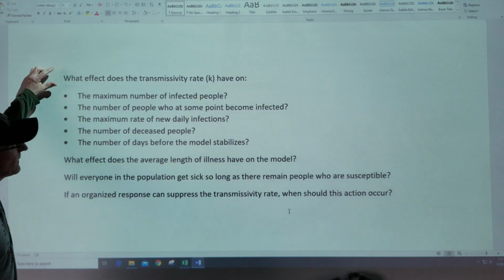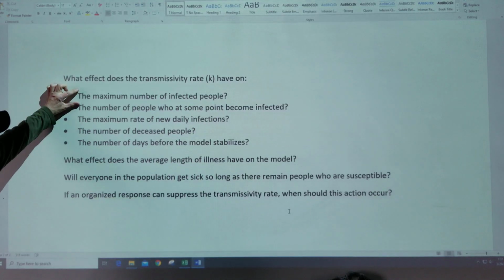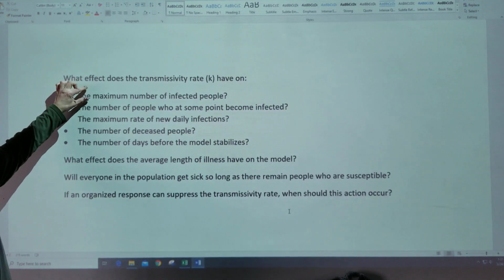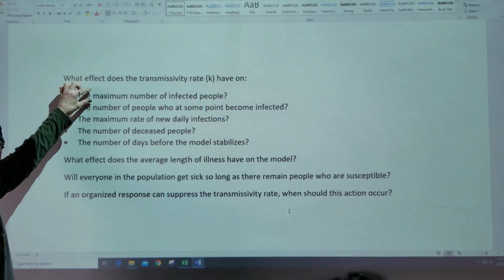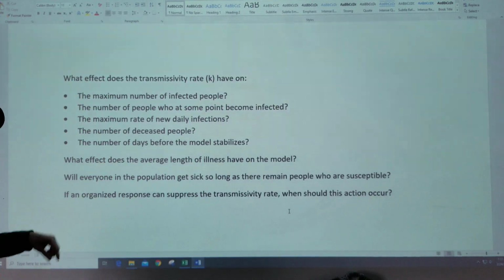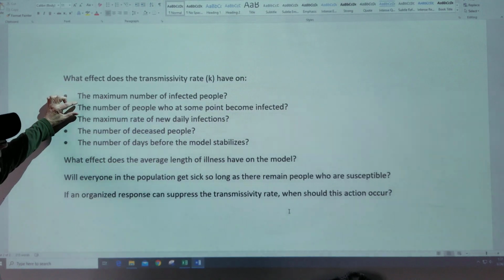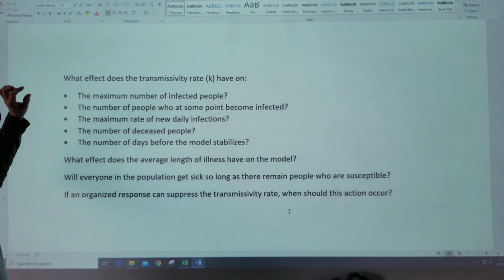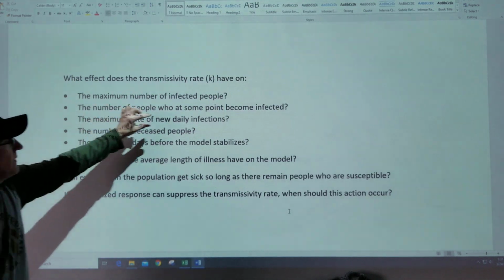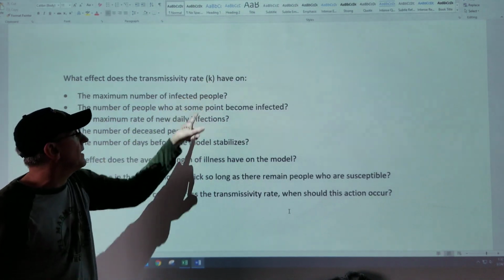We want to know what effect the K value has on the maximum number of infected people at a given time. This is the one they're always talking about on the news when they talk about flattening the curve. What effect does K have on the number of people who at some point become infected? It turns out sometimes not everybody gets sick. What about the maximum rate of new daily infections? What effect does K have on that?